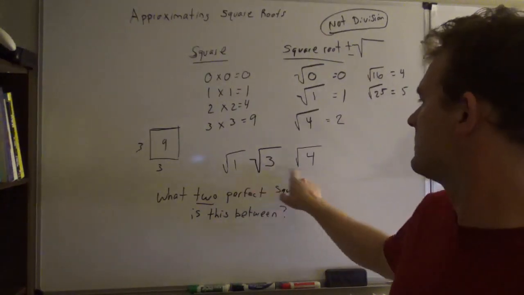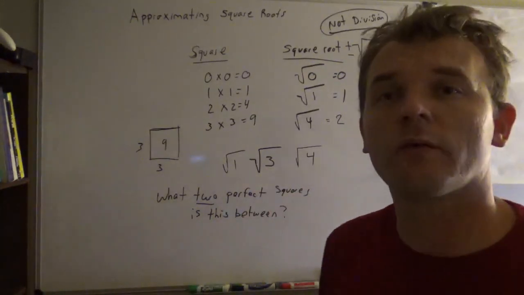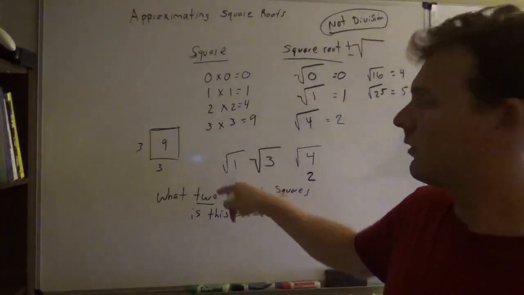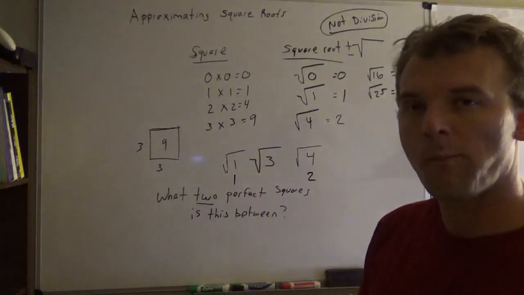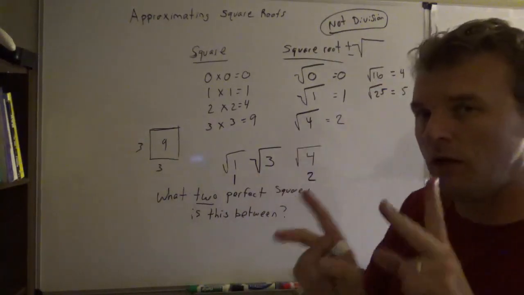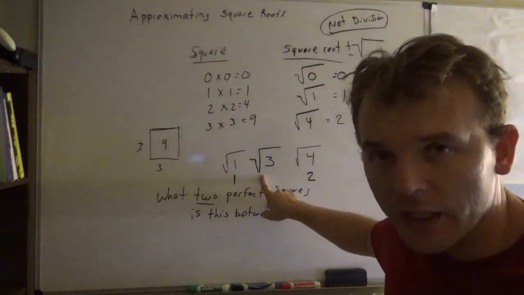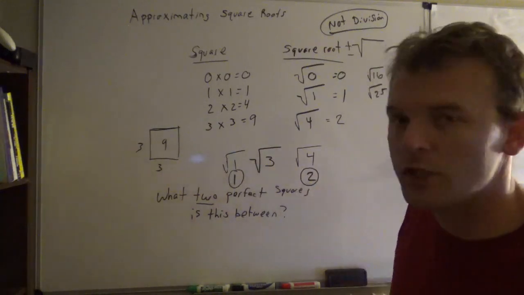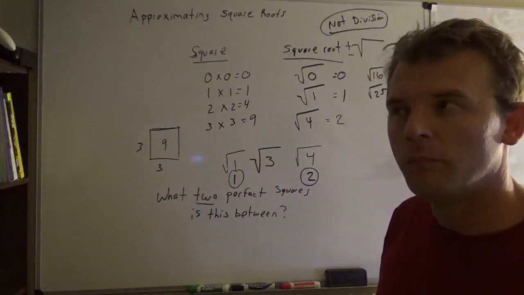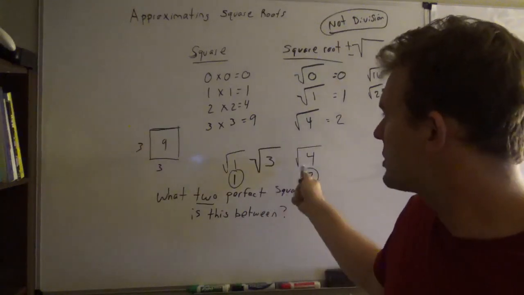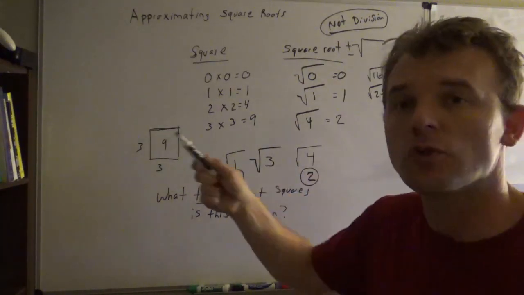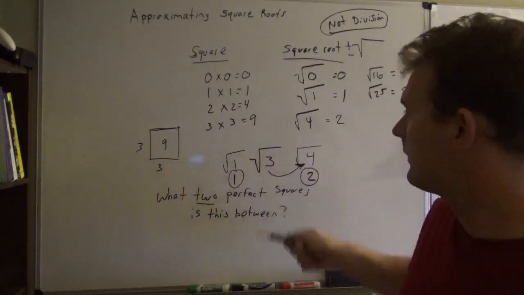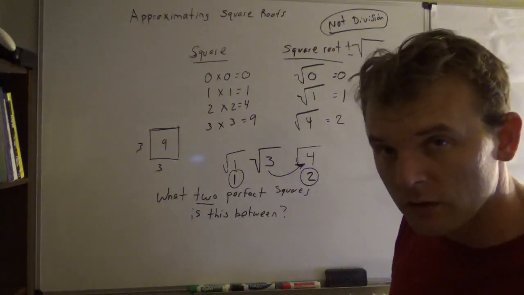Well, here's the two numbers. So what's the square root of 4? Well, the square root of 4 is 2. The square root of 1 is 1. So the square root of 3 is between 1 and 2. But which number is it closest to? And 3 is definitely closer to 4.